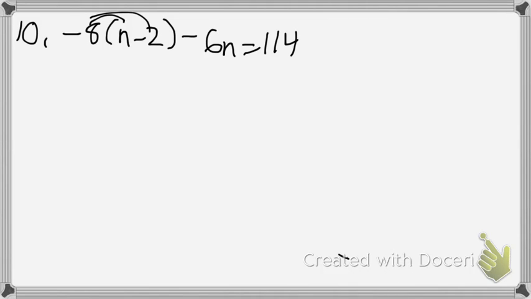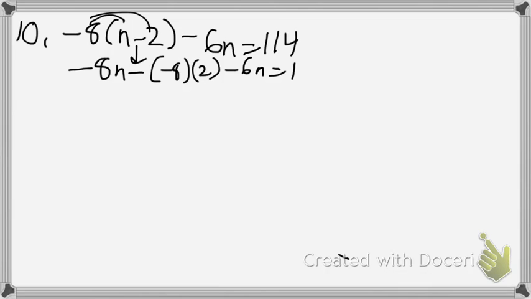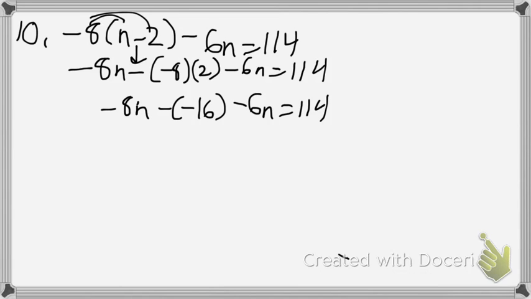So first we're going to distribute. So we're going to go negative 8n. We're going to drop that 2 and get negative 8 times 2. And then we just simply write out the rest of the equation. Negative 6n equals 114. That's going to give us negative 8n minus a negative 16 minus 6n equals 114. Or negative 8n plus 16 minus 6n equals 114.